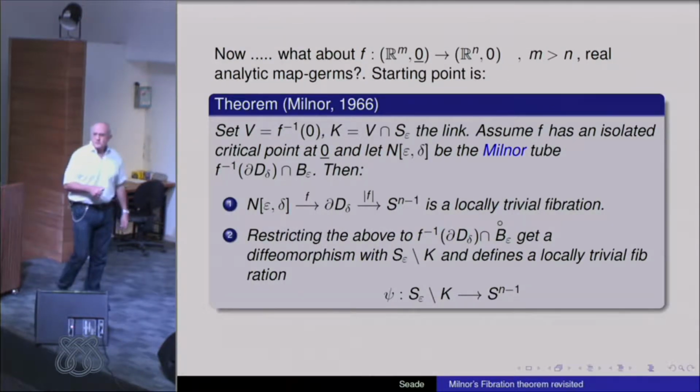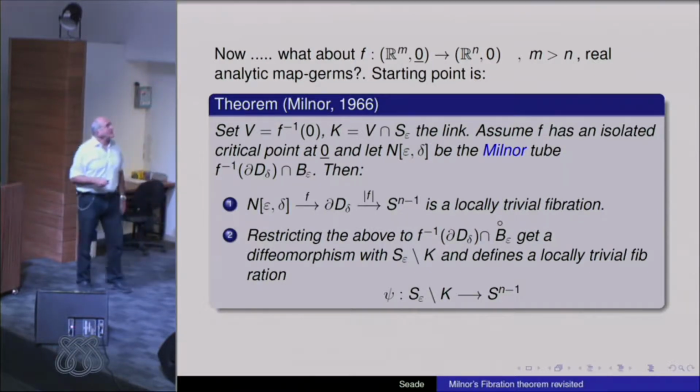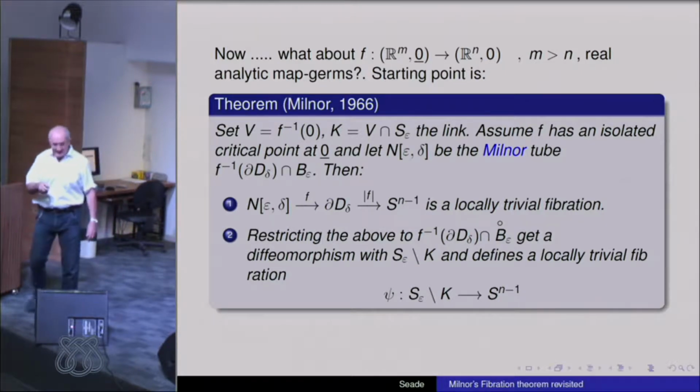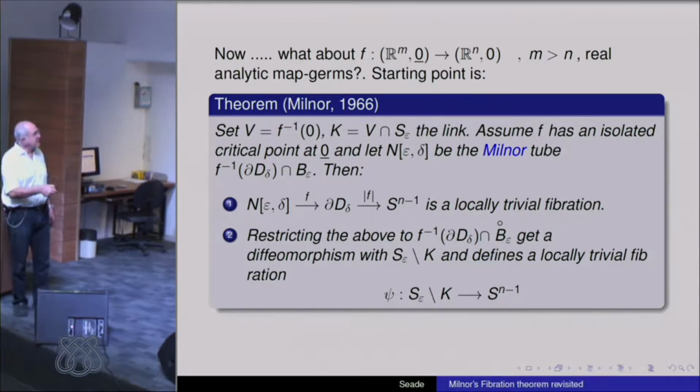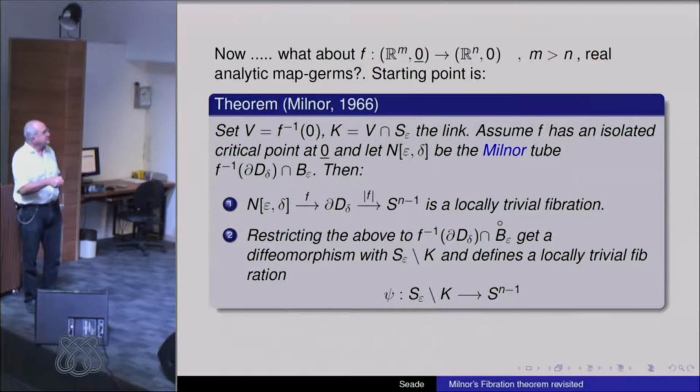Now, what about real analytic map germs? So the starting point is a theorem by Milnor himself. He proved it actually before his book, in a previous article that I mentioned ago, was never published. The article is from '66. And you have the zero set, you have the link. We assume a very strict, very restrictive condition that zero here is an isolated critical point.